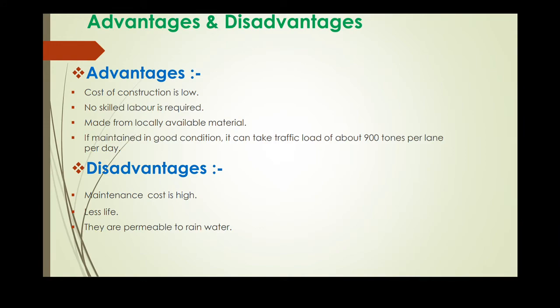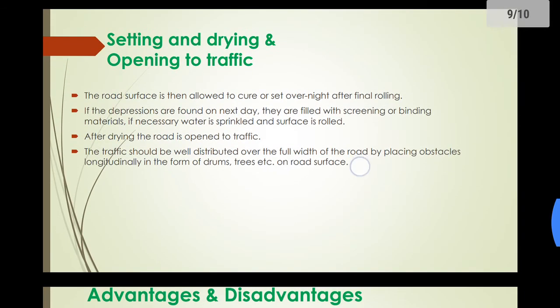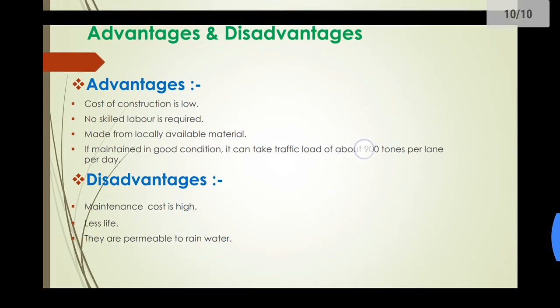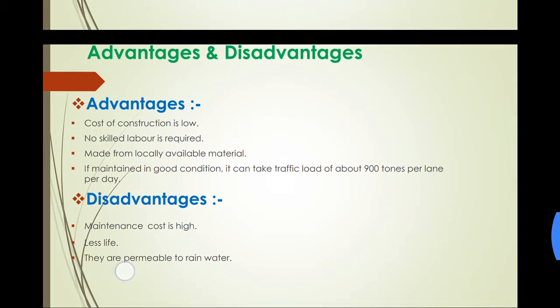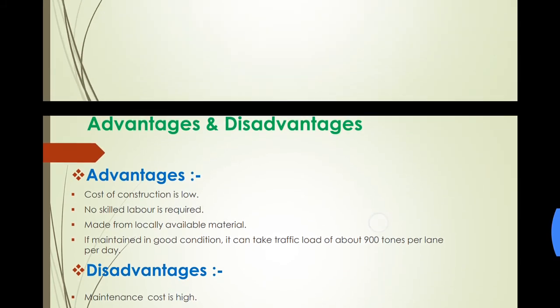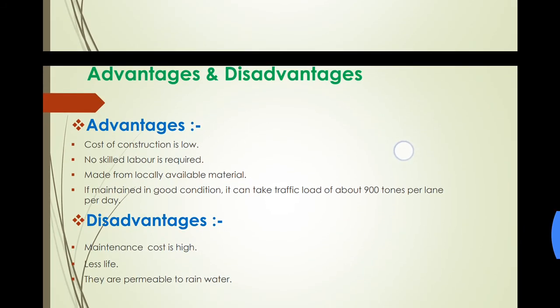Then they are permeable to rainwater. Since no impermeable membrane or the binder course on top is applied, they are more permeable to rainwater as compared to the surfaced roads like bituminous concrete or even rigid cement concrete roads. So this is it for the construction of WBM roads. I'll discuss the next topic in my next class. Thank you.